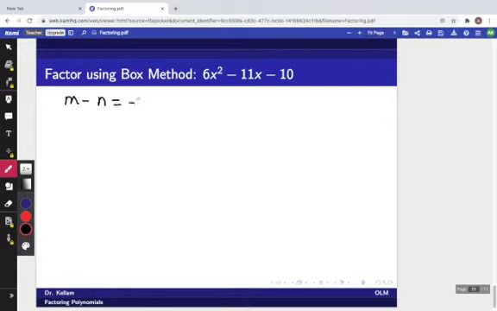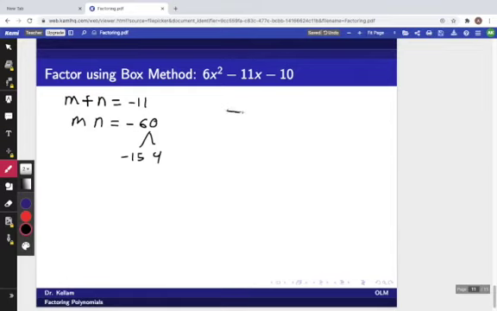We start off like we have with so many. We're looking for two numbers that add to give us negative 11, and they multiply to give us negative 60. And we know that this is negative 15 and a positive 4. Okay.